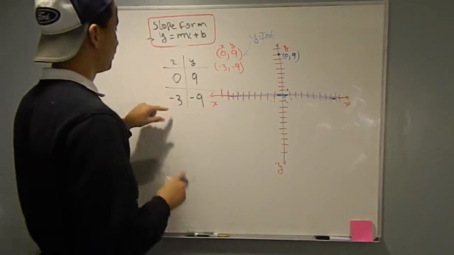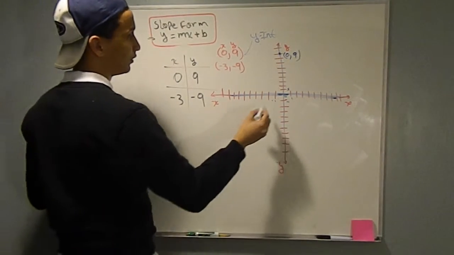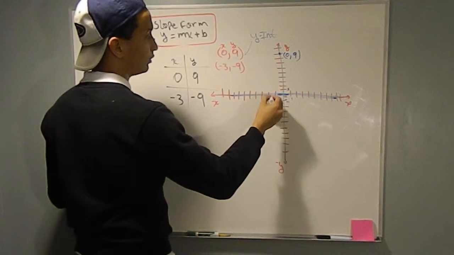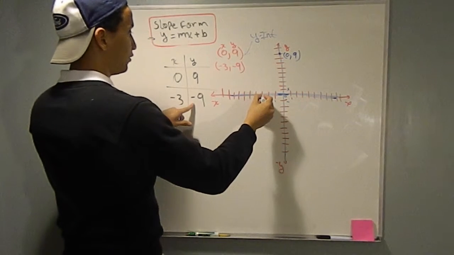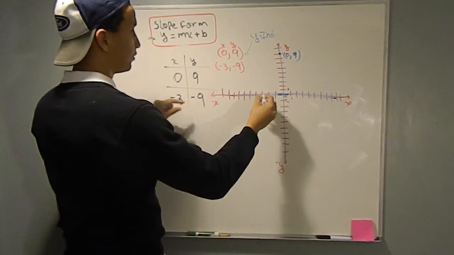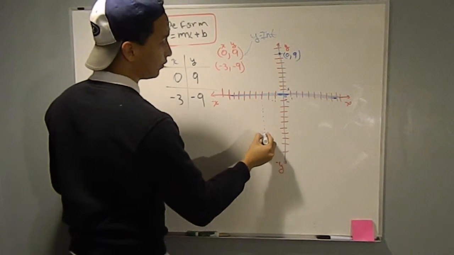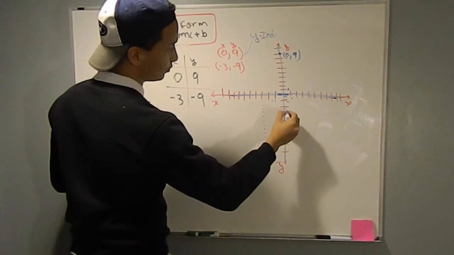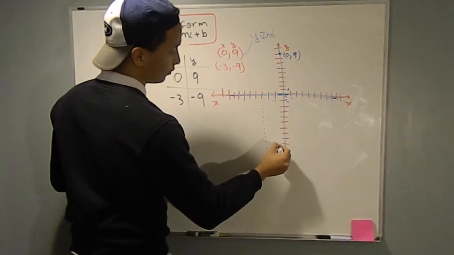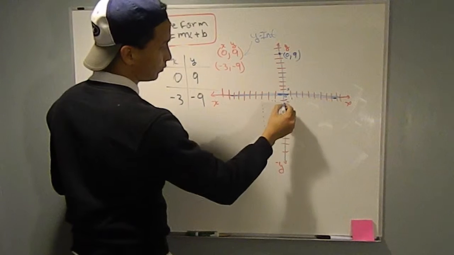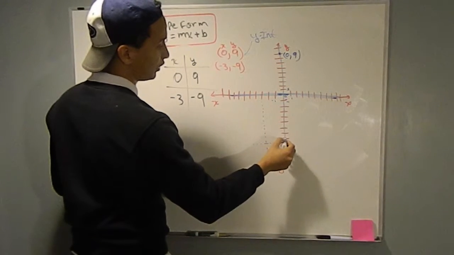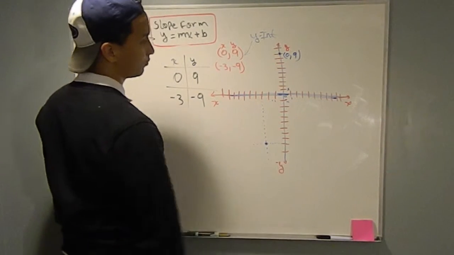So now we said that x is -3. We go 3 to the left, 1, 2, 3, and our y is -9. So we go down now 9. So 1, 2, 3, 4. This is 9 right here. 1, 2, 3, 4, 5, 6, 7, 8, 9. So this is our second point.